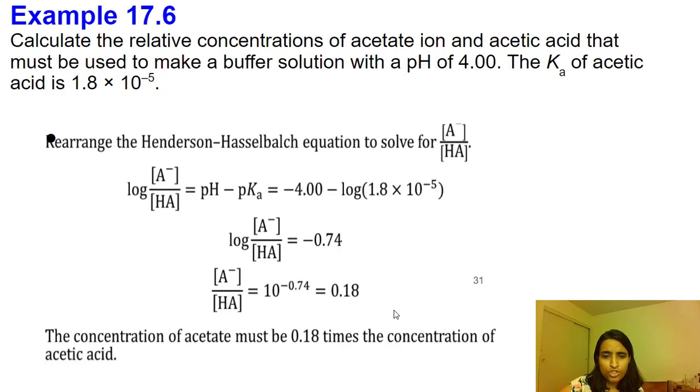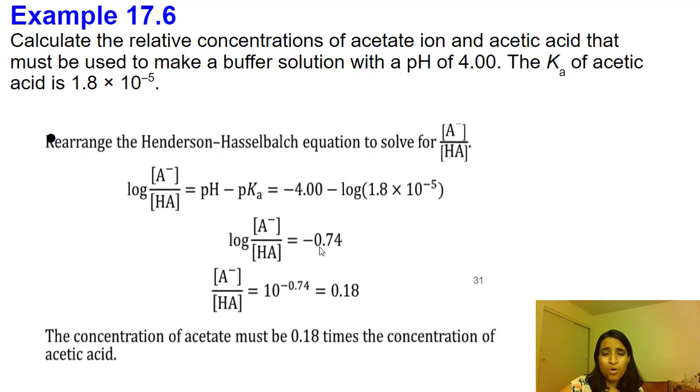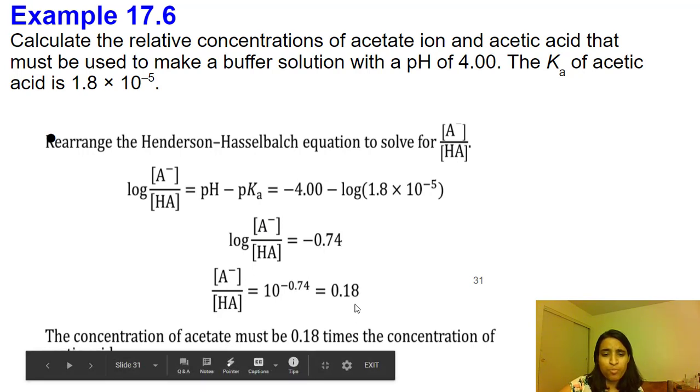So this is what you should get. If you put everything on one side, you're going to end up getting log of conjugate base over acid is negative 0.74, and the ratio of the two is going to be 0.18. So the concentration of acetate must be 0.18 times the concentration of acetic acid.